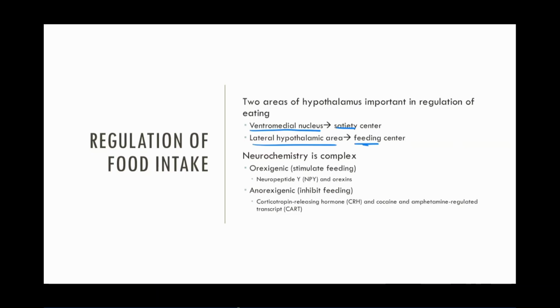Neurochemistry is complex. We have orexigenic things, which stimulate feeding, and we have anorexigenic, which inhibit feeding. So anorexia, we're going to inhibit feeding. These are with your corticotropin releasing hormone and the CART system, cocaine and amphetamine pathway, which is why people who go on cocaine for a while get very, very thin because they're not hungry. The cocaine system inhibits feeding. They're not going to be hungry.